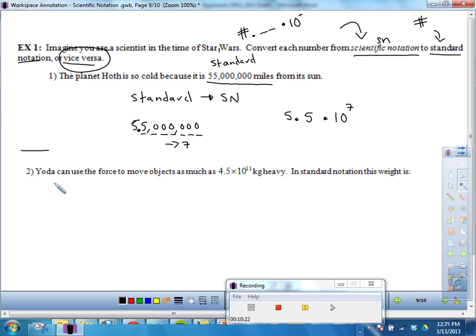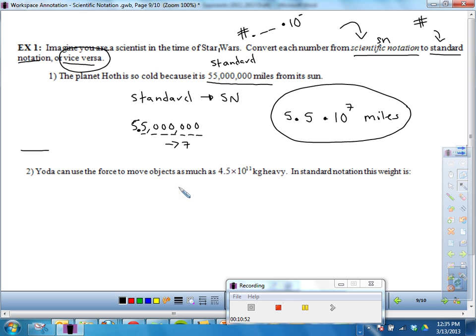Alright, let's try this. Yoda can use the force to move objects as much as 4.5 times 10 to the 11th kilograms. Oh, and I'm sorry, before we start this one, I forgot something really important up here. See if you can figure out what I forgot. Right now, we're dealing with units, so we have to include our units. We need to put the word miles after this. Okay, make sure you include units. Okay, I'm sorry, so let's keep going.